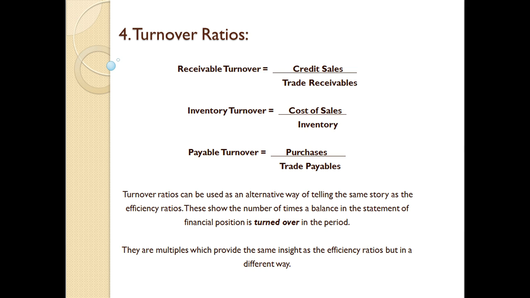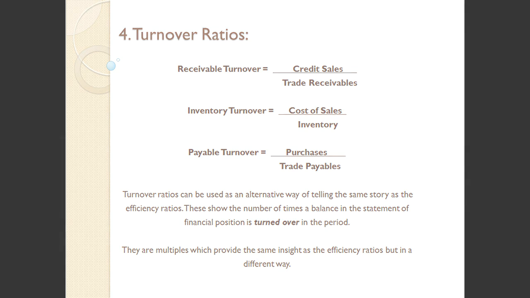Receivable turnover is equal to credit sales over trade receivables. It will actually give you the number of times the receivables convert into cash within a year. Secondly, inventory turnover, cost of sales upon inventory. Payable turnover, purchases upon trade payables. Now these turnover ratios would be linked with the cash operating cycle we are going to discuss now.